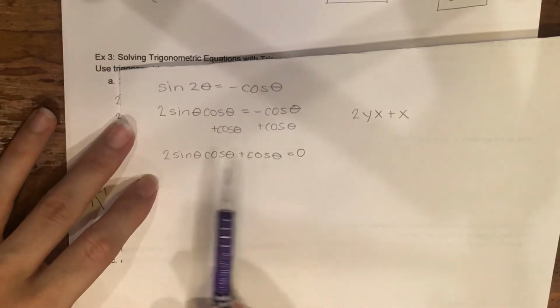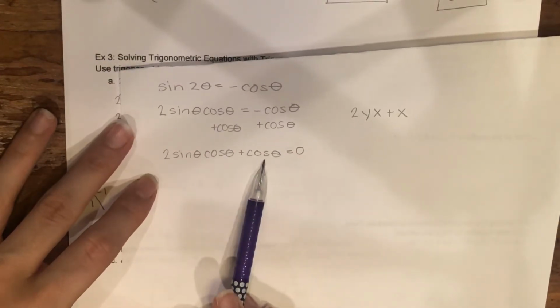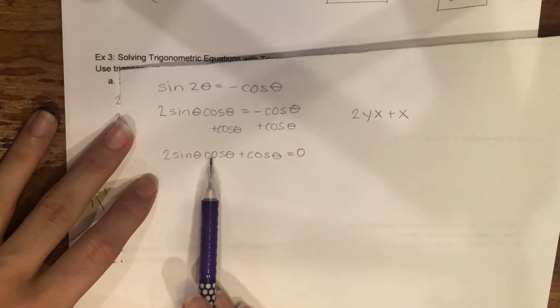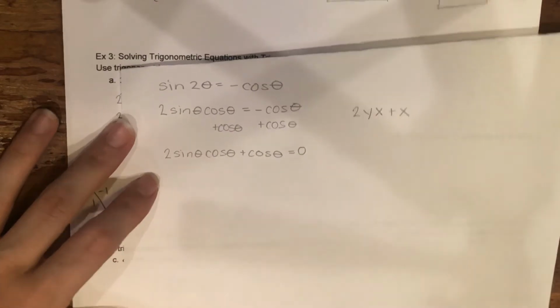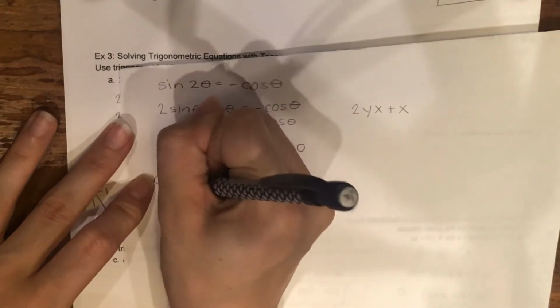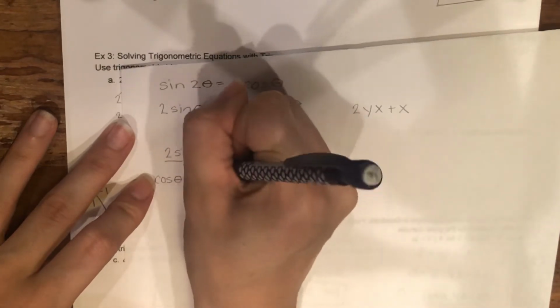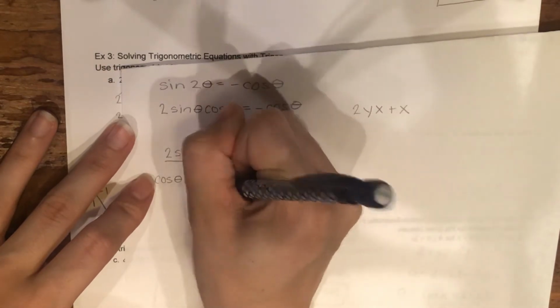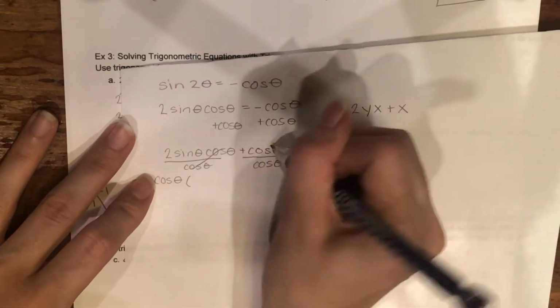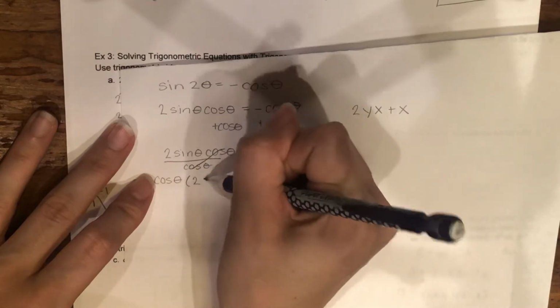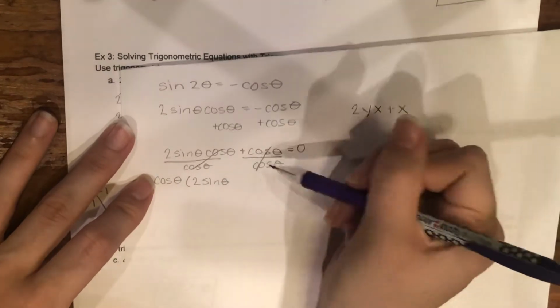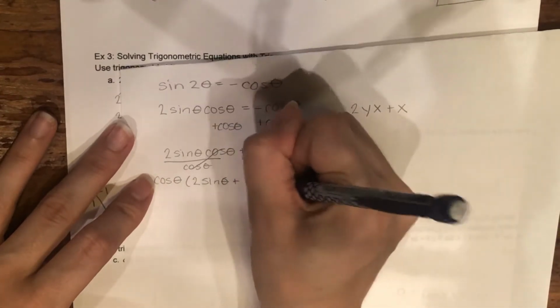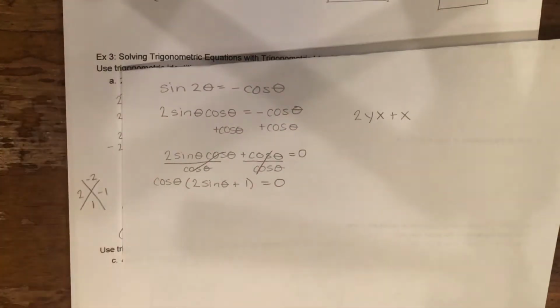All right, with this then, what you are going to look for is a greatest common factor. So can I take something out of both of these? Well, I do have a cosine in both, so I'm going to factor out a cosine theta. So I'm going to divide each term by cosine. That's going to cancel, that's going to cancel. So I would have 2 sine theta, and then just be careful: cosine divided by cosine is 1. And then that would equal 0.